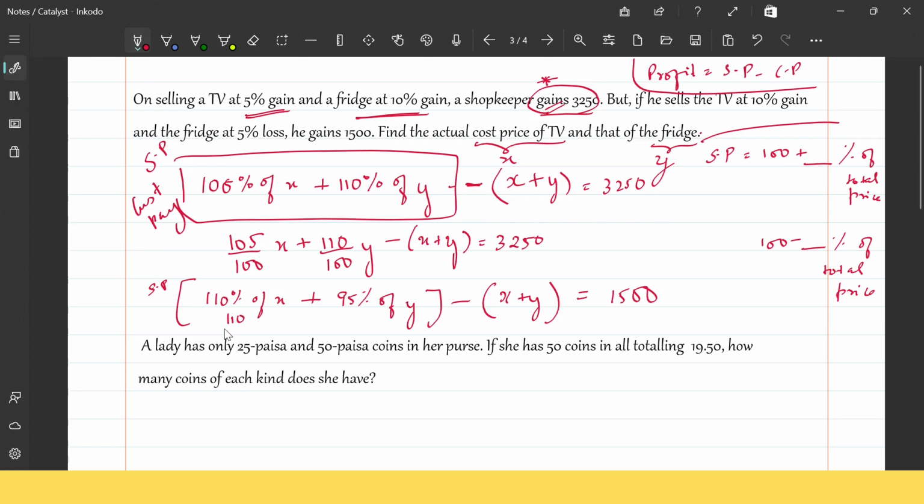Now you will write this as 110 by 100X plus 95 by 100Y minus (X plus Y) equal to 1500. When you solve the equations, you will get the value of X and Y, that is the actual cost price of the TV and that of the fridge. I hope this is clear now. If you are still unsure, please watch the video again one or two times and solve it. Pause the video, solve it along with me and proceed forward. Take up a few more extra problems relating to this and you will see how quickly you will be able to handle these questions.